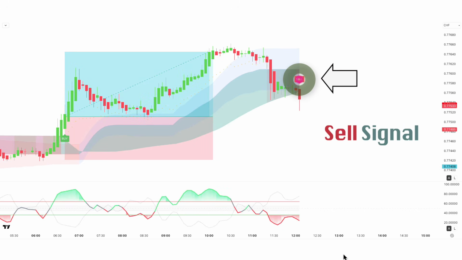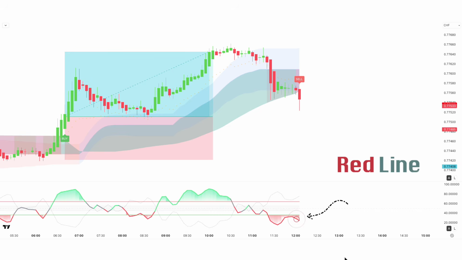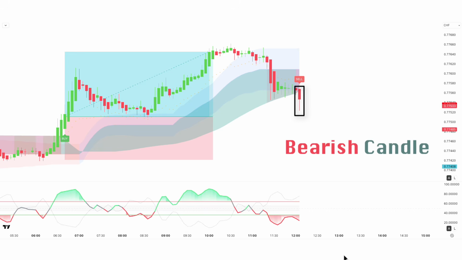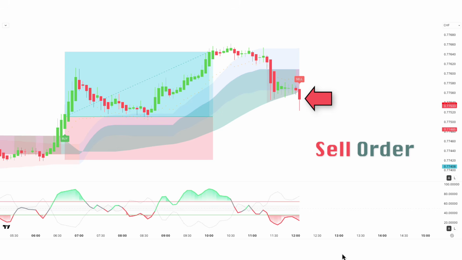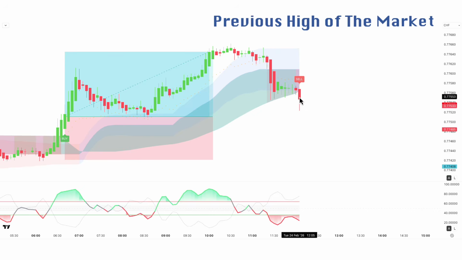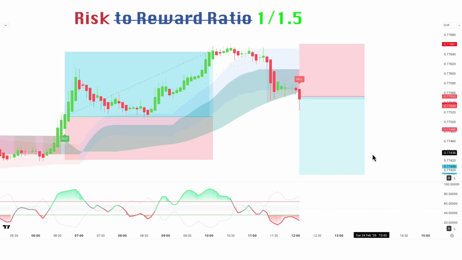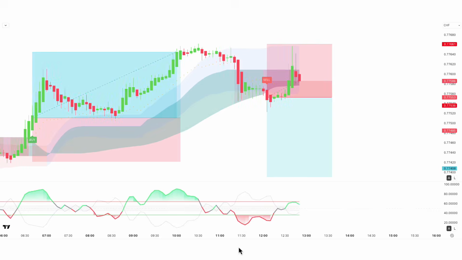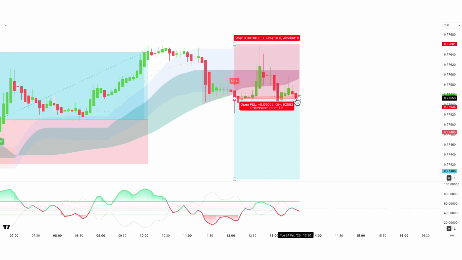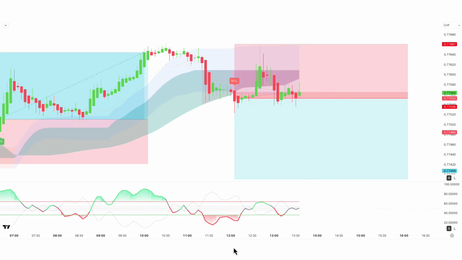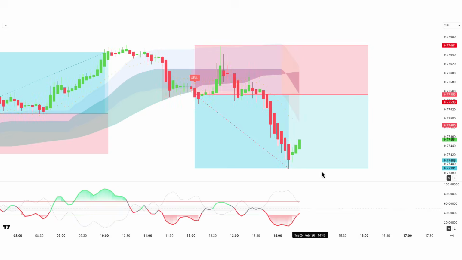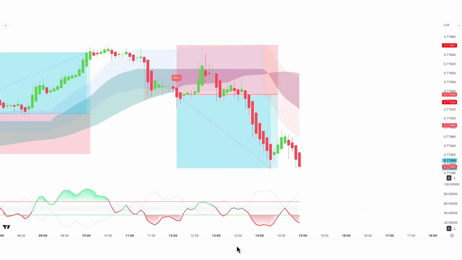Here, the Trend Sniper V2.5 arrow of this indicator is a sell signal. Here, the red line of the Adaptive Average Sentiment Oscillator is below the green line. Here, the market has made a bearish candle to give confirmation. So all our conditions are being fulfilled, so we are placing an order to sell. Our stop loss is to be placed at the previous high of the market, and the risk to reward ratio will be 1:1.5. Let's see what happens to our trade. Our trade is running in profit. We have won the trade. Let's find the next trade.